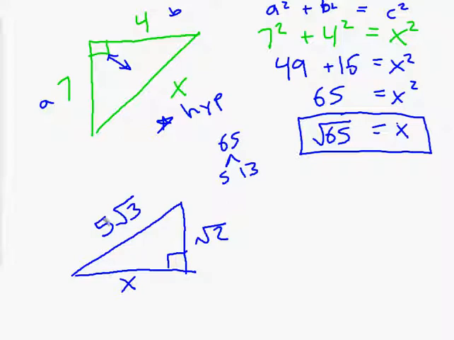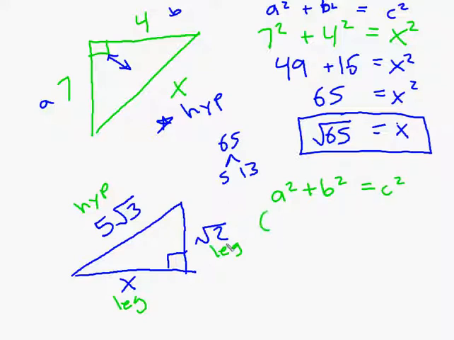Okay, so which one of those is the hypotenuse? The 5 root 3. Okay, this is the hypotenuse. That means the root 2 is a leg, and that means this x is also a leg. So don't get scared because you have roots in this. That's okay. So I'm going to write down my a squared plus b squared equals c squared.